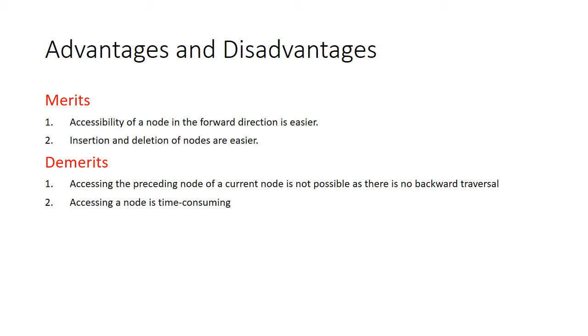That is, accessing the nodes is easier because we are moving in a forward direction, and insertions and deletions are also very easy. Now the disadvantage of a singly linked list is that since we can move in only the forward direction, there is no way for us to move in the backward direction. Once we have advanced to the next node, there is no provision for us to come back again. That is, we cannot access the predecessor nodes. That is the first disadvantage.